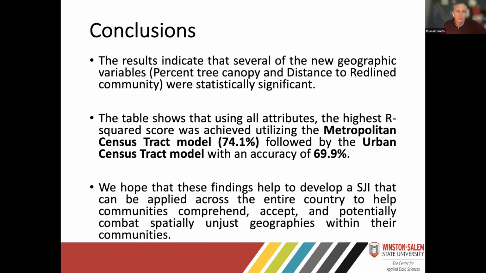And the tables show there, one of the models 74%, the other one 70%, and that utilizing this new approach of first limiting it to the urban spaces, and then second, increasing our number of geographic or spatial variables, is going to lead us down a path to create a more accurate spatial justice index for communities.